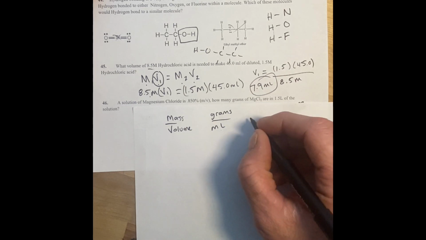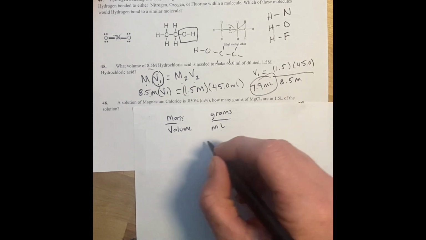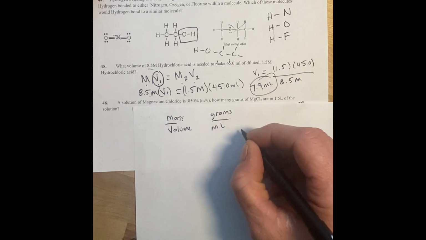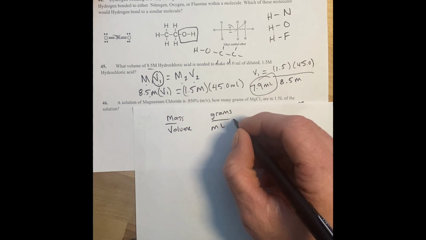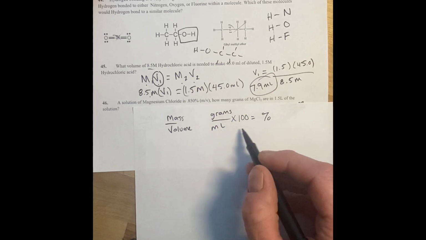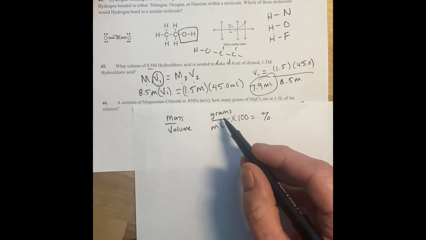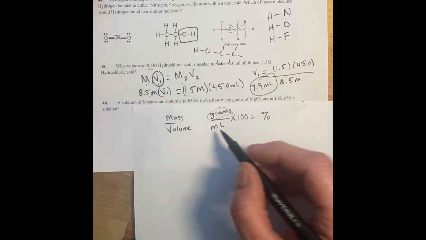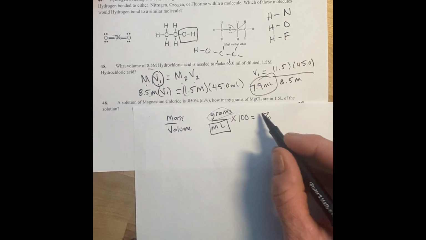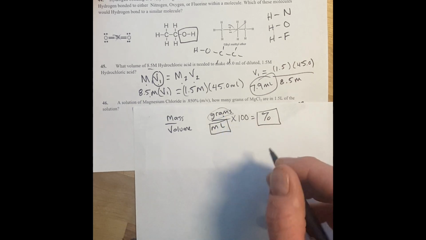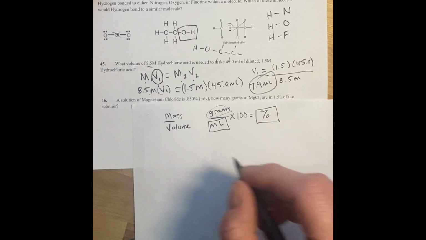So basically, remember that a percentage is a number over another number times 100. So we're going to say that here. This is your setup, basically. We're trying to figure out this value here, and we're going to use the two numbers we've been given to solve for grams.